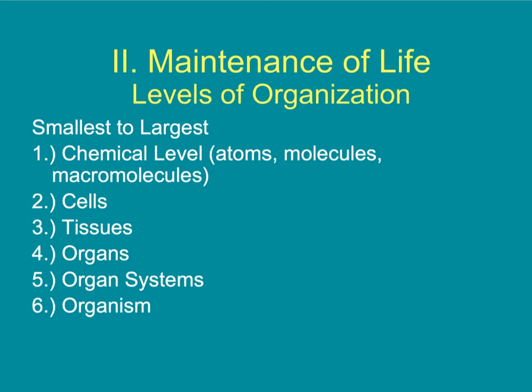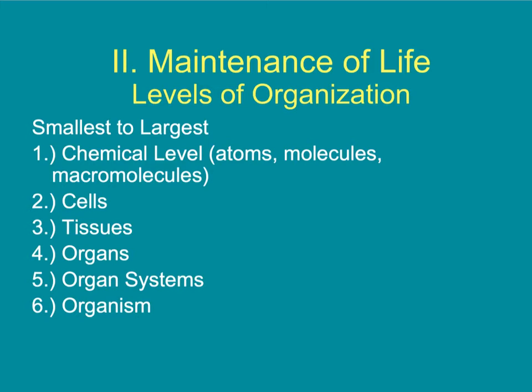In the body, there are different levels of organization. We start at a basic chemical level. Things like your atoms are the smallest parts of matter. Atoms then are going to join together to form molecules. Molecules are things like H2O or CO2 or CO. And then macromolecules are your larger things, like if you remember from biology, things like proteins and carbohydrates that are essential to the body to function.